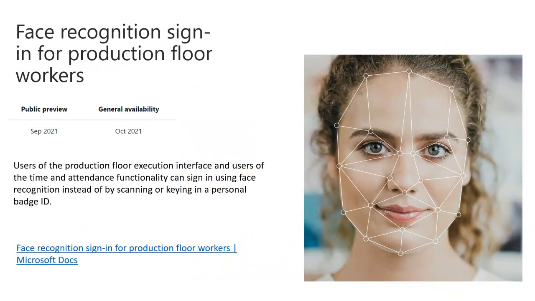Some other features here are for the sign-in for production floor workers, where we are now introducing face recognition. Users of the production floor execution interface and users of the time and attention functionality can now sign in using face recognition instead of having to scan or key in a personal badge ID as you had to do previously. So that's a much more streamlined process to sign in to your workstations. Next slide, please.